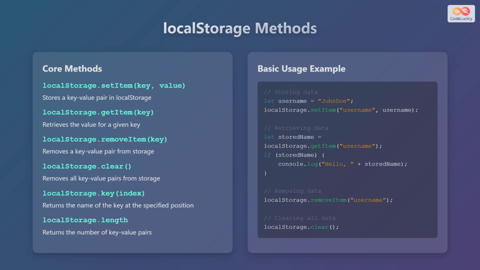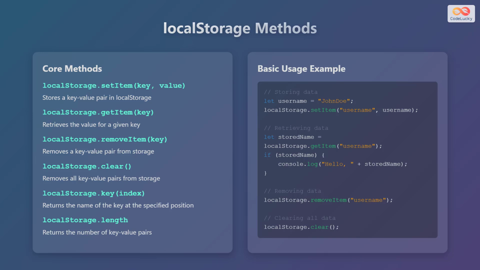Let us see the core methods available in local storage. setItem(key, value) stores a key value pair in local storage. getItem(key) retrieves the value for a given key. removeItem(key) removes a key value pair from storage. clear() removes all key value pairs from storage. key(index) returns the name of the key at the specified position. length returns the number of key value pairs.